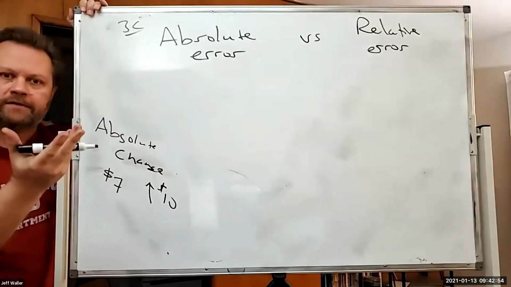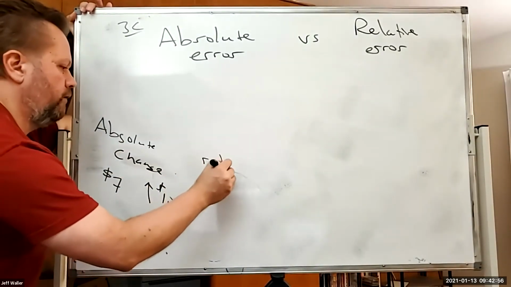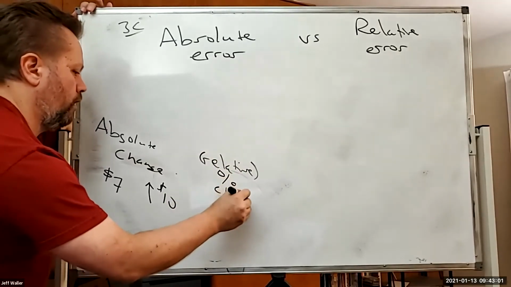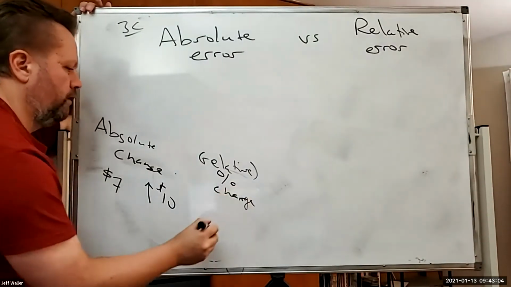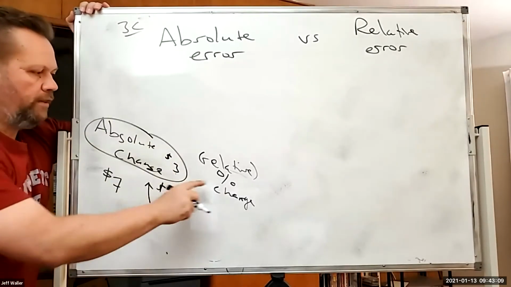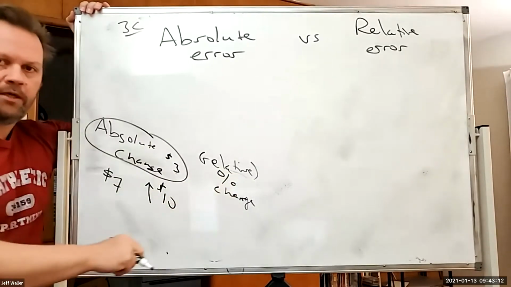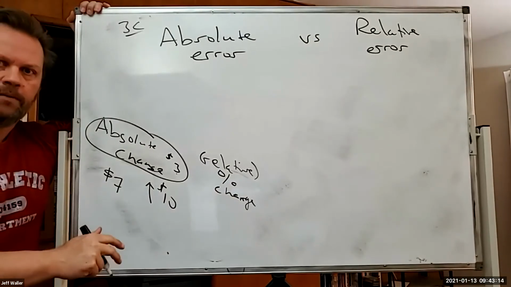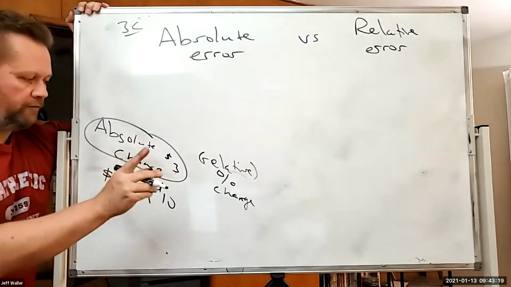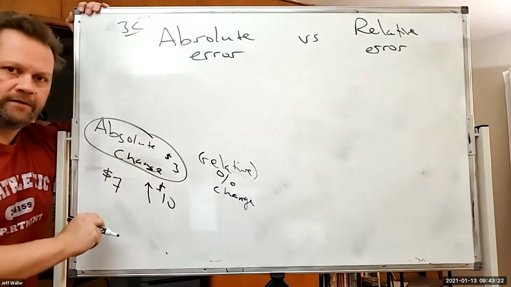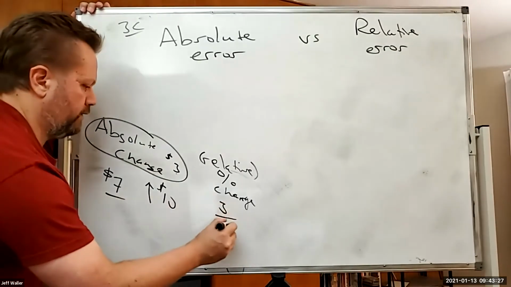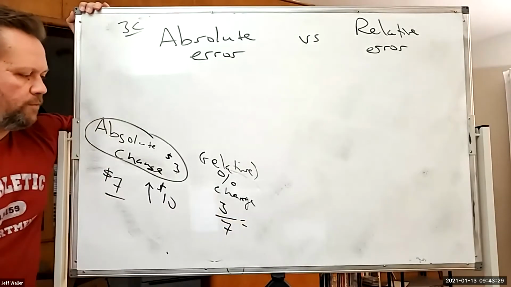$3. What would the relative or the percent change be? This is a good review. The absolute change is $3. What would the relative or the percentage change be? Who remembers? It would be the change divided. Careful. Where did it start at? 7. So it would be 3 out of 7, which is 0.43.